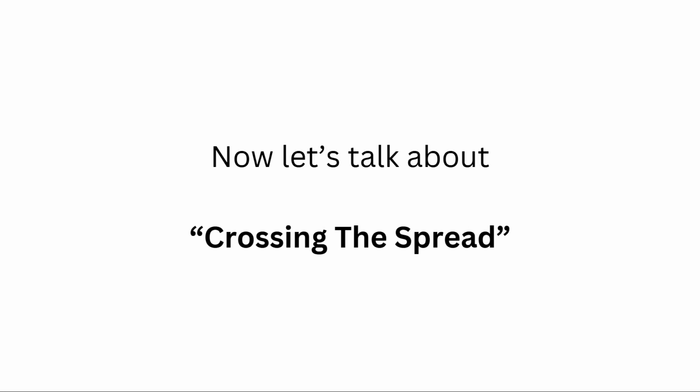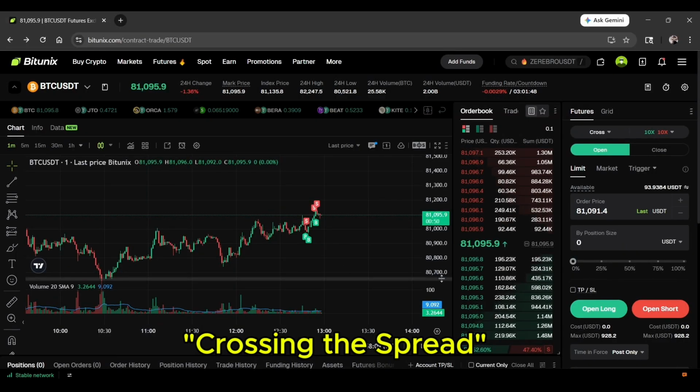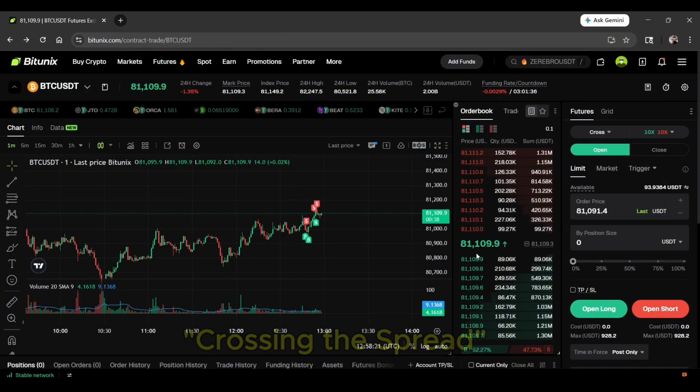Now let's talk about crossing the spread. Okay, so what even is the spread? So the spread is just the distance between the best limit buy and the best limit sell. So the gap between these two, that's what the spread is.